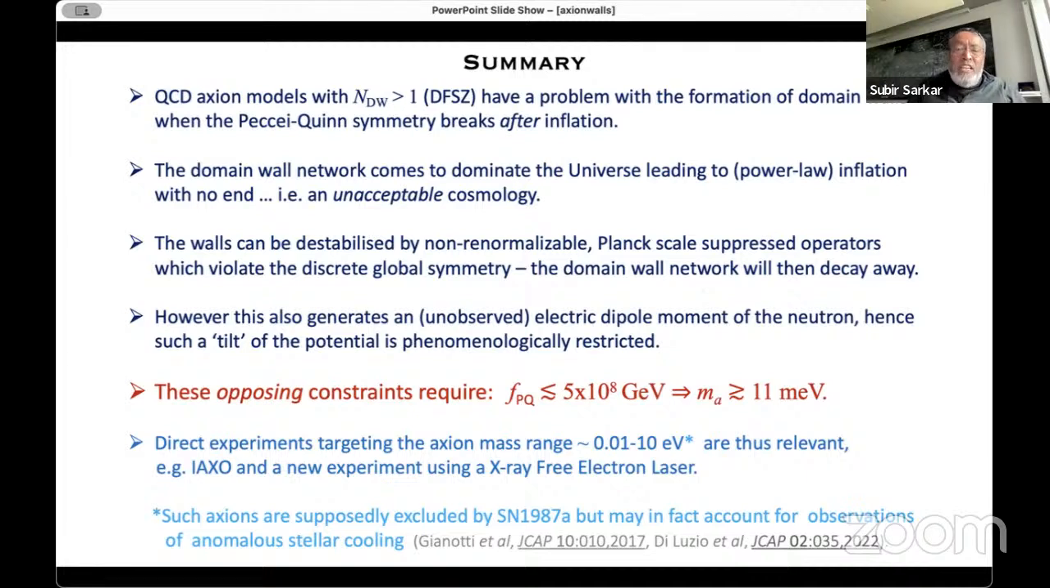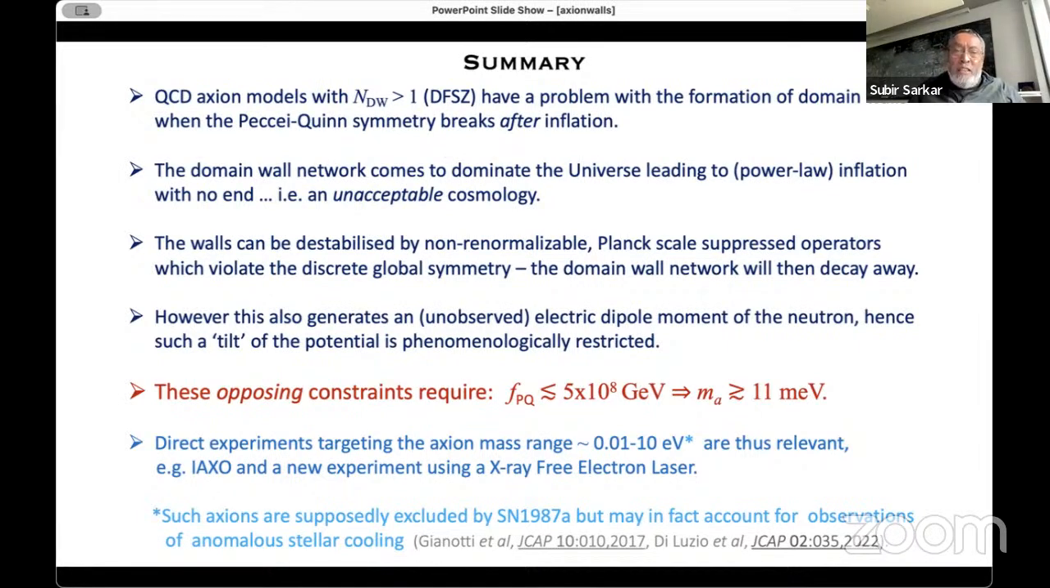And in fact, recently, these papers you can look at argue that there are actually observations of stellar cooling which cannot be accounted for by conventional processes. And if you ascribe that to the energy loss due to axions, then the mass range that is implicated is in fact around 10 to 100 milli-electron volts. So that is very intriguing.